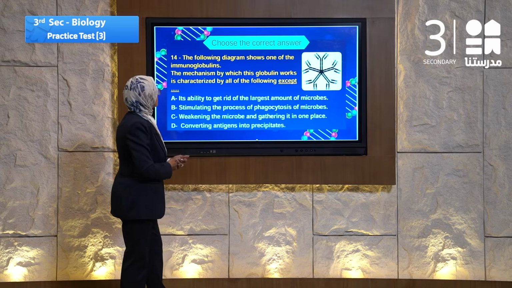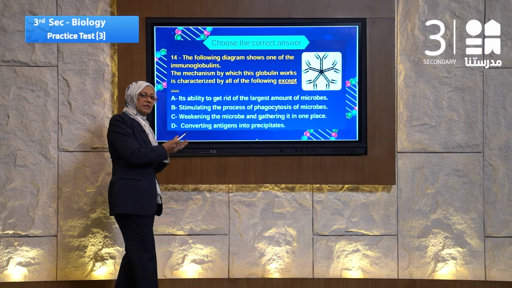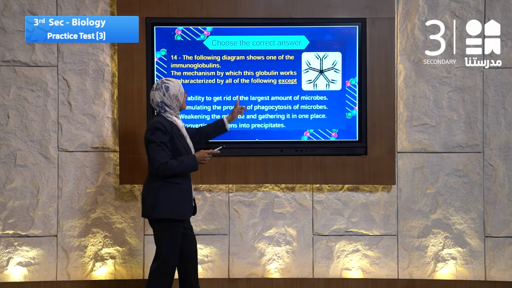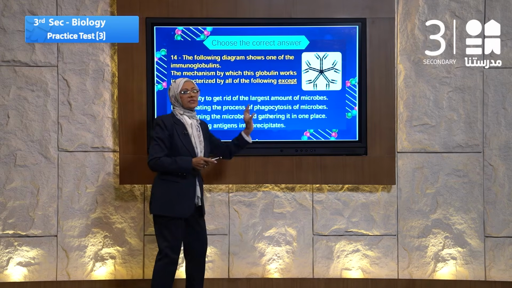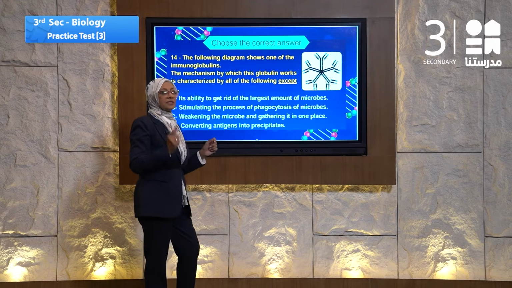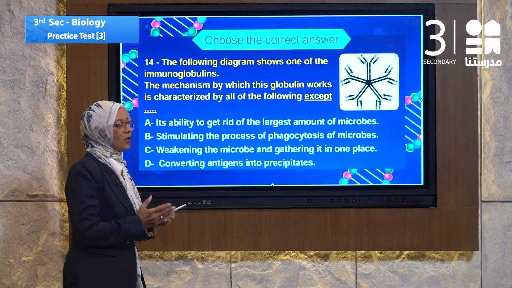Number 14. Let's go to immunity. Immunity here speaks about except. Here we must consider the except, so all the answers are right except one. Let's go to question number 14. The following diagram shows one of the immunoglobulins. The mechanism by which these globulins work is characterized by all the following except. Let's find the except here.